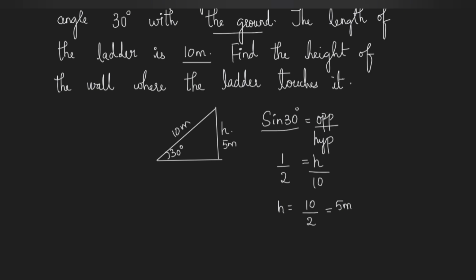Now it is important to understand that we are using sine 30 here because the height is the opposite side of the angle. So the opposite and the hypotenuse, both the ratios are used in sine only. So that's the reason we are using sine 30 here.